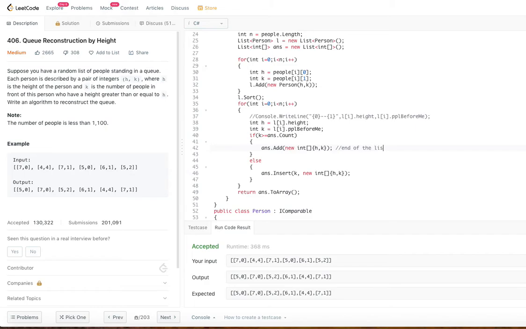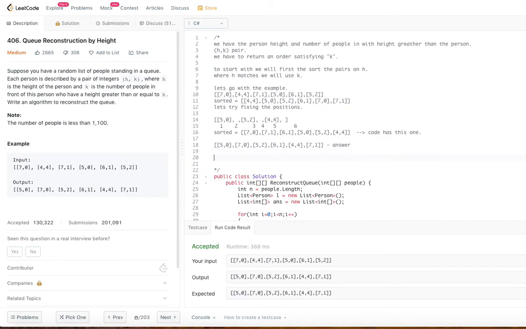And otherwise, now that means I know how many people should be before me, right? So you go put it in at that position, right? Insert at that position. That's it, right? Since these heights are sorted in the descending order, this insertion will not do any harm for the things that you have already inserted into the list. And finally, since we are putting the things into a list, we convert that into an array and return it, right?